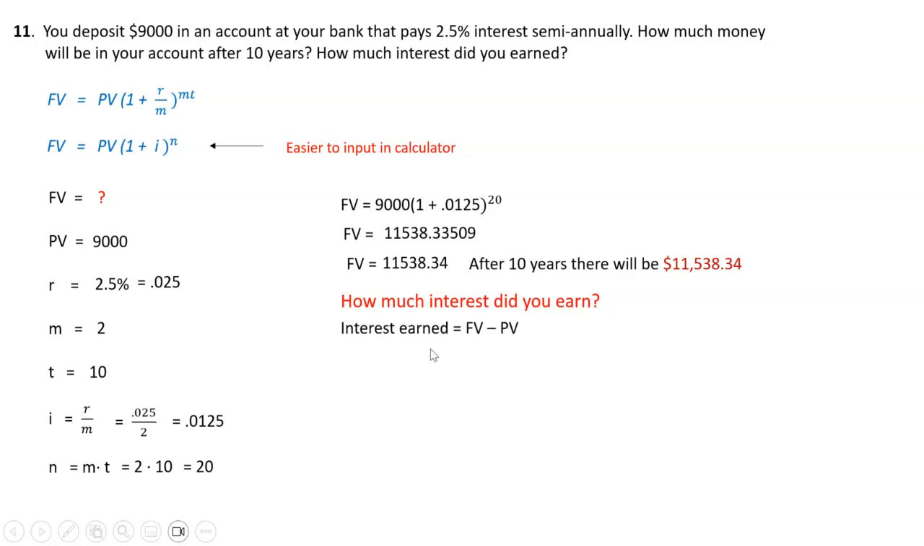Now, how much interest did you earn? Again, the interest earned is the future value minus the present value. The future value was $11,538.34 minus the present value of $9,000, which gives us $2,538.34. That's how much interest you earn. So these are the answers for 11, the first part and the second part. Now let's move on to the next problem.